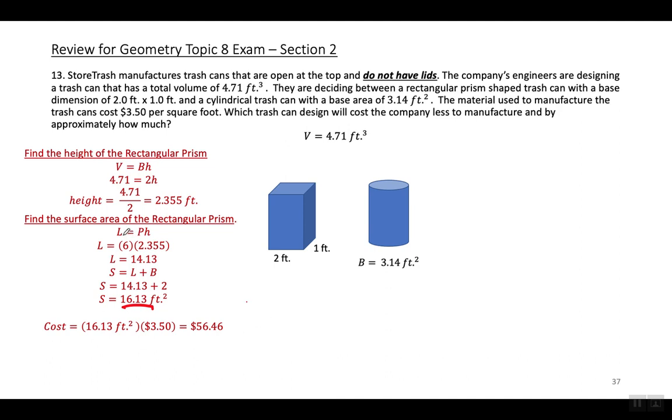And if I want to know how much it's going to cost, I just multiply the surface area of the rectangular prism times the cost per square foot, which is 3.50. And that tells me that the cost is going to be $56.46 for the rectangular trash can.